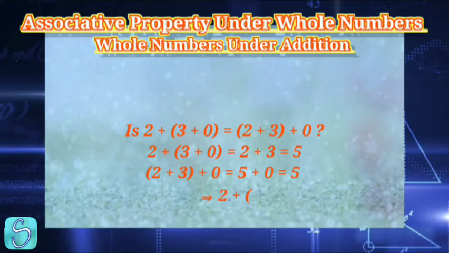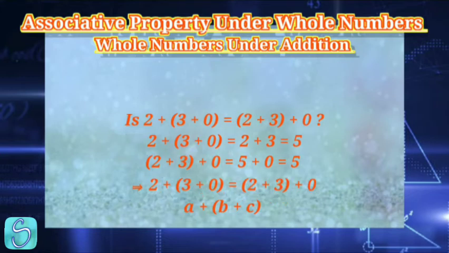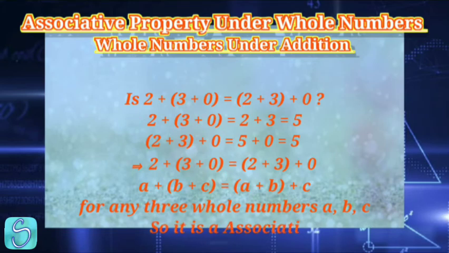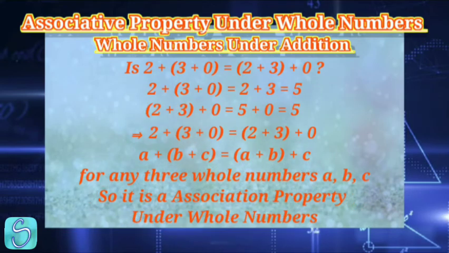Find the sum of (2 + 3) + 0: 2 plus 3 is equal to 5, then 5 plus 0 is equal to 5. Find the sum of 2 + (3 + 0): 3 plus 0 is equal to 3, then 2 plus 3 is equal to 5. So (2 + 3) + 0 is equal to 2 + (3 + 0). (A + B) + C is equal to A + (B + C) for any three whole numbers A, B, C, so it is the associative property under whole numbers.